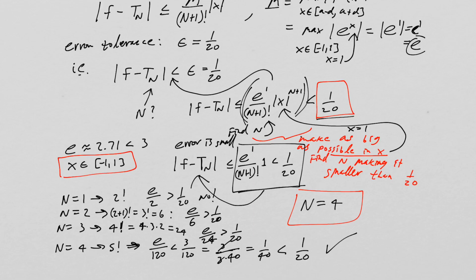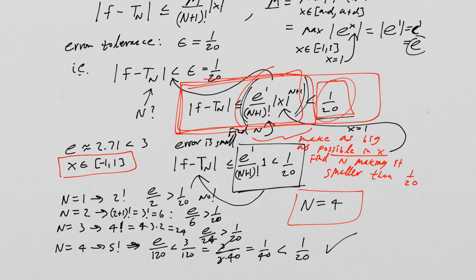All right, so that's how you do the analysis. You're essentially chaining together several inequalities. You know this one is always true, but we just need to make this small enough so that it's smaller than 1 over 20. So we just had to figure out which value gave it to us.